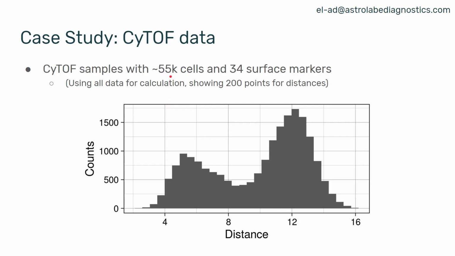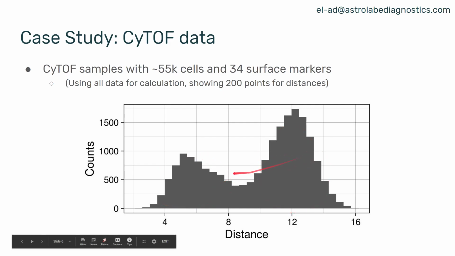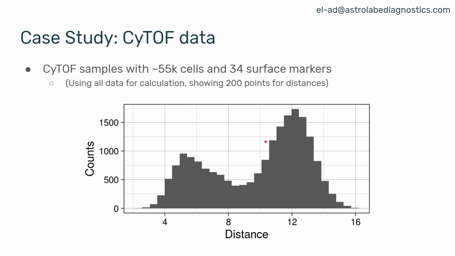So as a case study, I took a CyTOF sample with 55,000 cells and 34 surface markers. Just for clarification, I'm going to use all the cells for the PCA calculation. Just to show the figures, I'm going to use 200 points, because 200 points is 20,000 distances, so using all cells would be a whole bunch of points for the figures. And what we care about is this. This is the distribution of distances in these cells, and we see that a bunch of cells are similar to each other and a bunch of pairs are different, basically what we would expect.